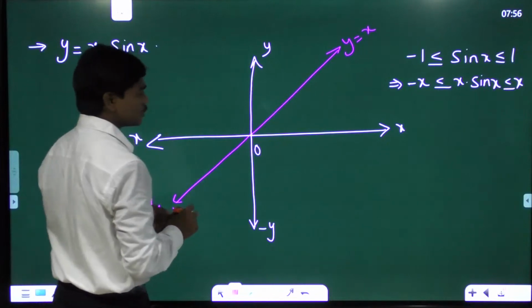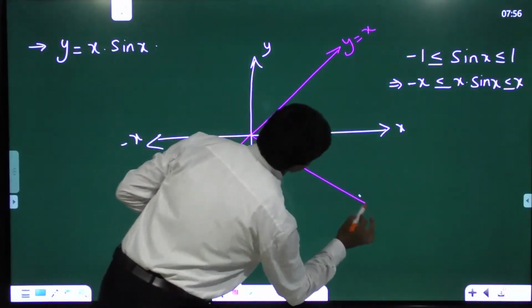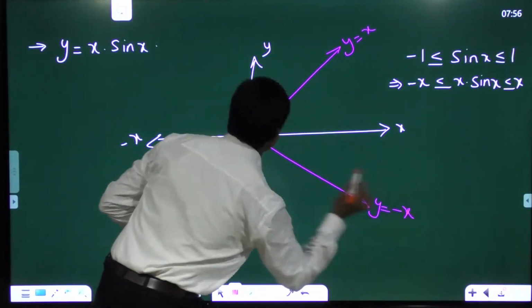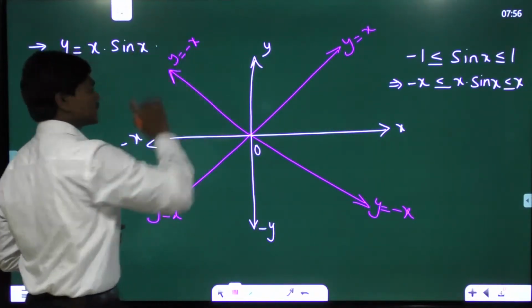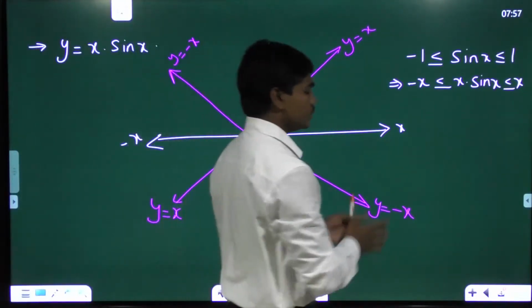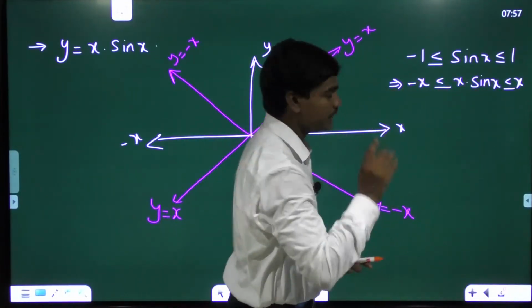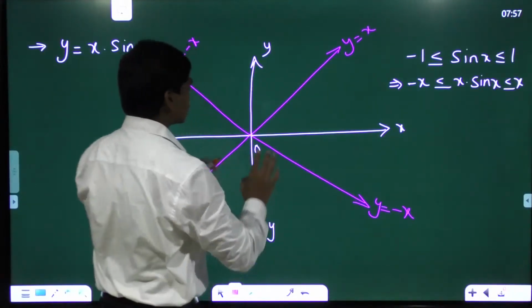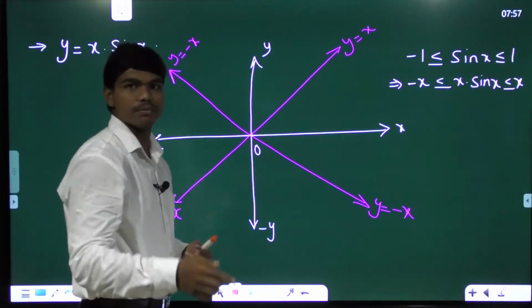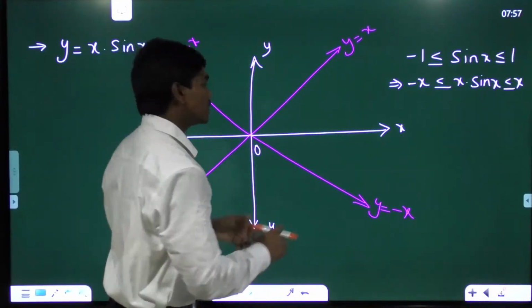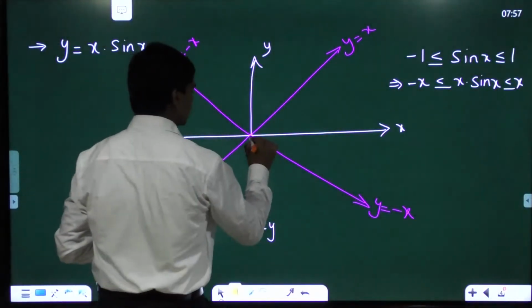Now, similarly, if I try to draw y is equal to minus x, it could look something like this, and to the top onto the second quadrant, y is equal to minus x. Correct? Now, one thing is very clear. You have seen minus x less than or equal to x into sin x less than or equal to x, which means whatever graph you are drawing lies in between these two lines. Yes or no? Now, you know sin x is a repetitive function, which means it has a pattern which repeats on itself. So try to draw the graph of sin x in between. Now, see, I'll be sketching it.